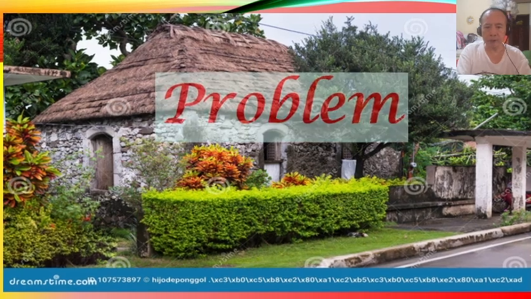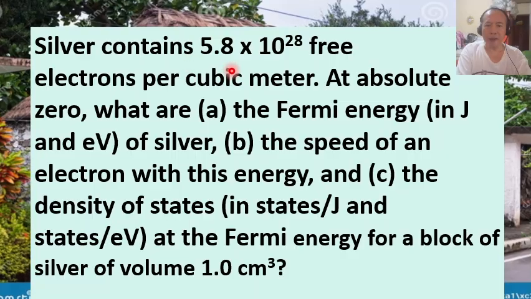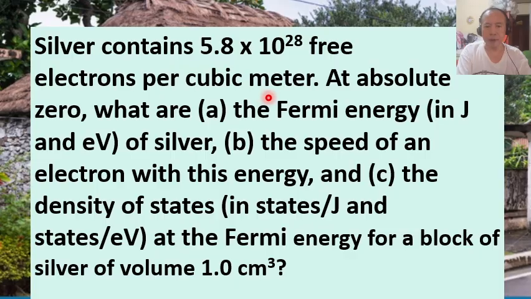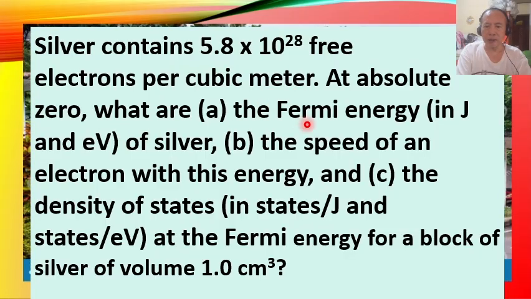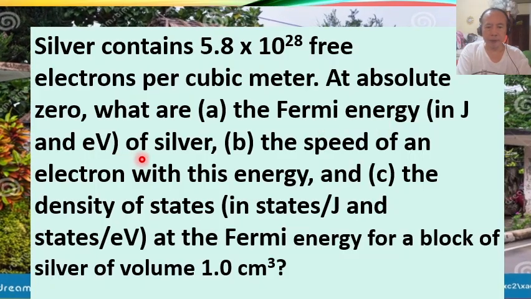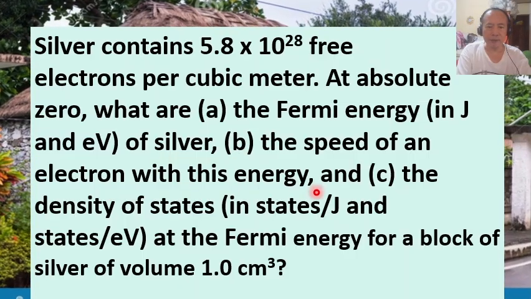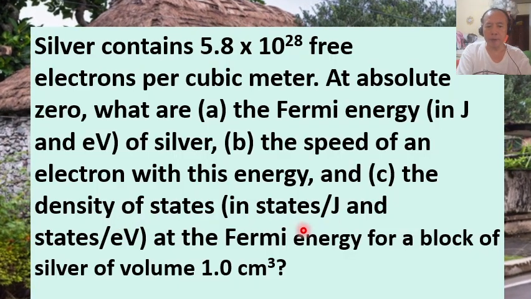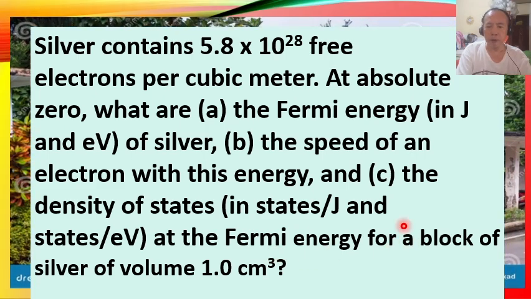The problem is: silver contains 5.8 times 10 raised to the 28 free electrons per cubic meter. At absolute zero, what are, letter A, the Fermi energy in joules and electron volts of silver? Letter B, the speed of an electron with this energy. And C, the density of states in states per joule and states per electron volt of the Fermi energy for a block of silver of volume 1.0 cubic centimeters.